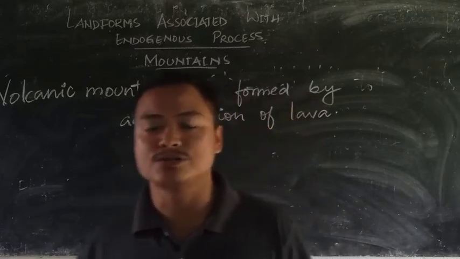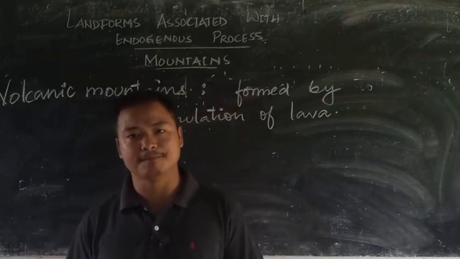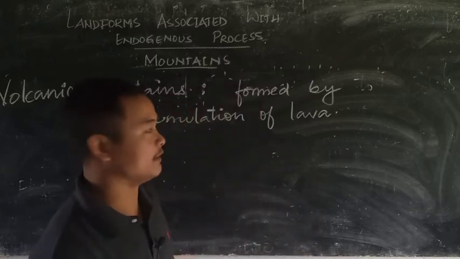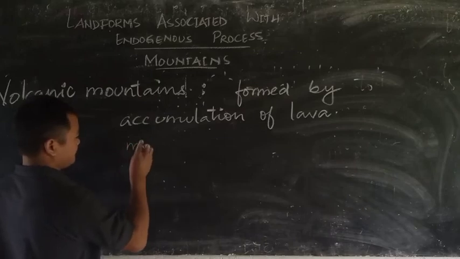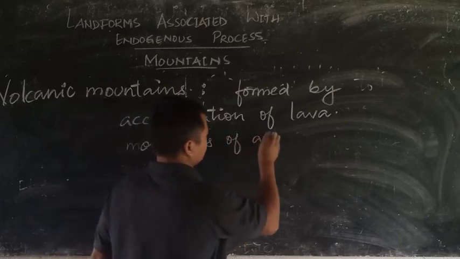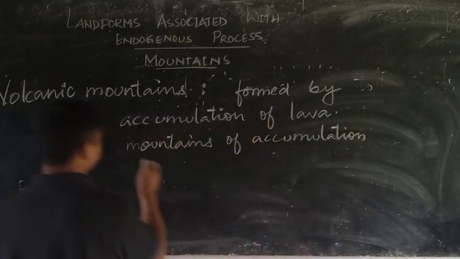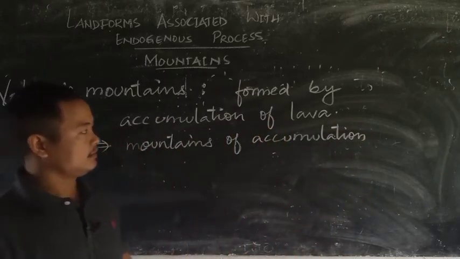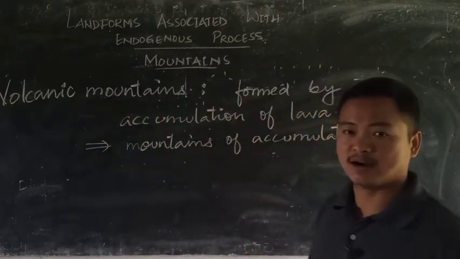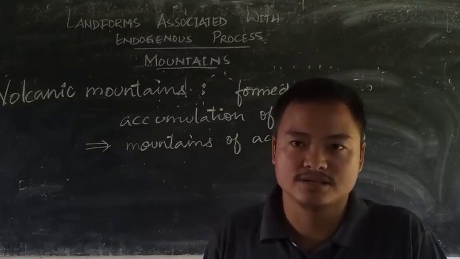They are mostly composed of igneous rocks, the basaltic rocks, and are quite hard in structure. These volcanic mountains are also known as mountains of accumulation, because they are formed by the accumulation of volcanic lava that comes from the interior of the Earth's crust.